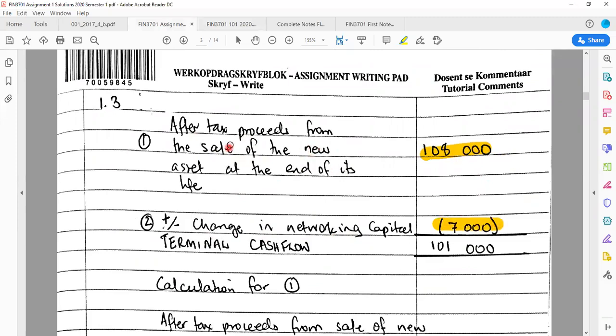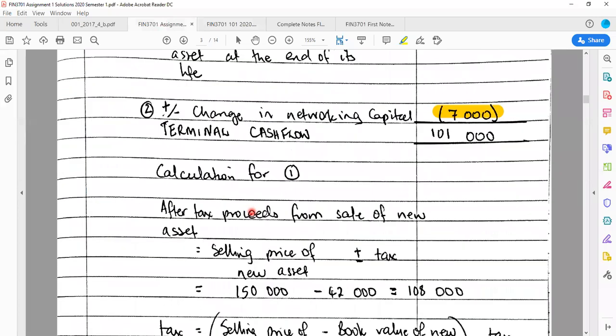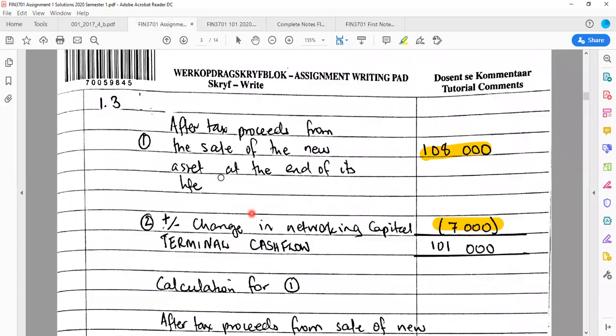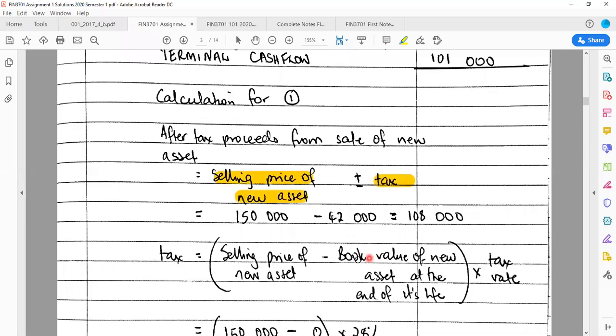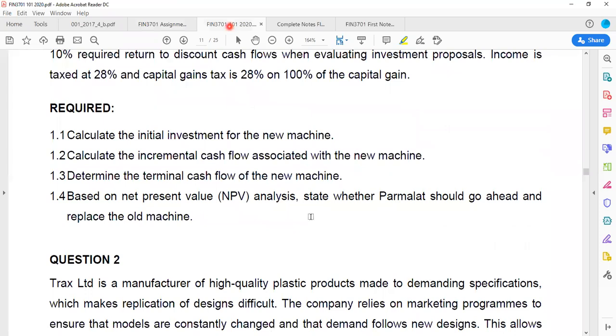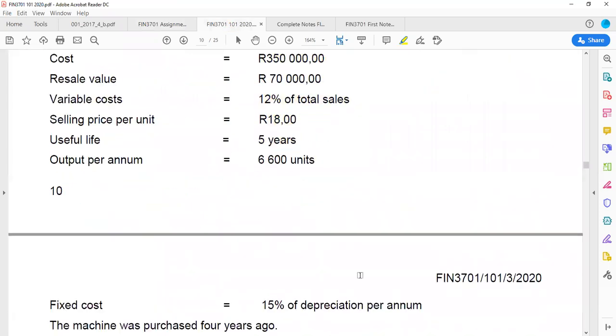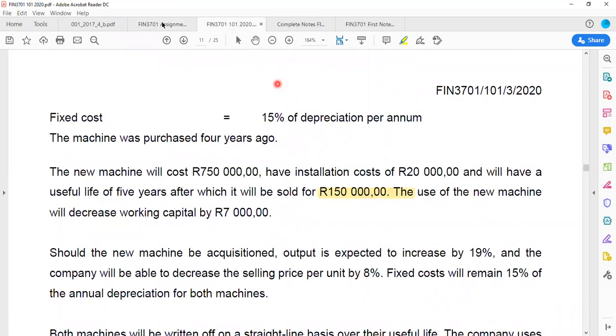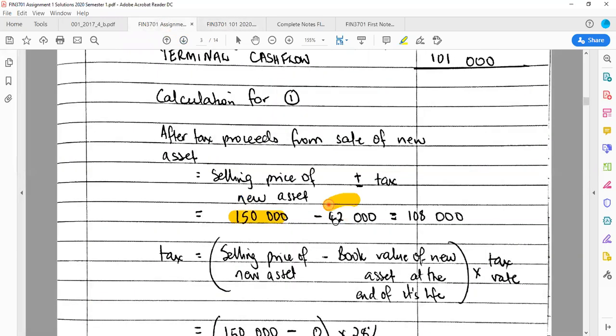So to get the after-tax proceeds from the sale of the new asset at the end of its life, we take the selling price of the new asset plus or minus tax, okay? The selling price of the new asset at the end of its life was given right here. We were told that the new asset can be sold for 150,000 Rand after 5 years, right? However, we were not given tax.